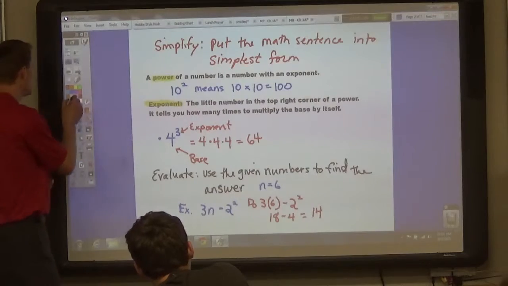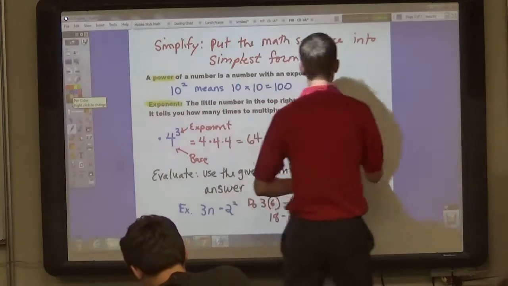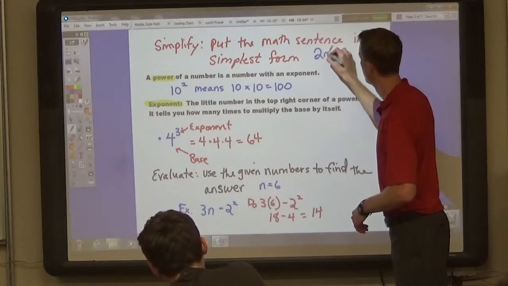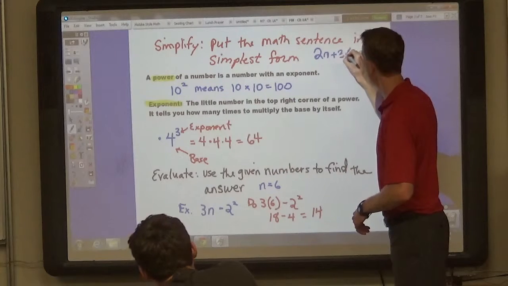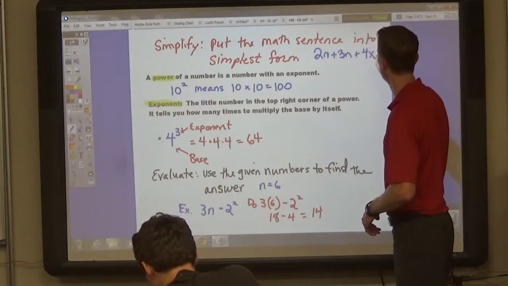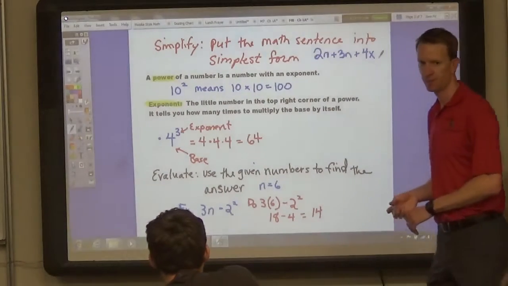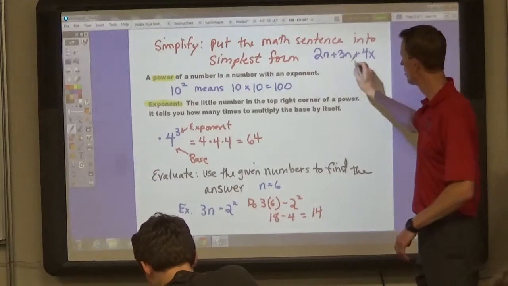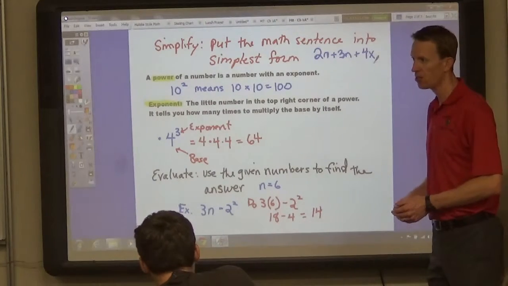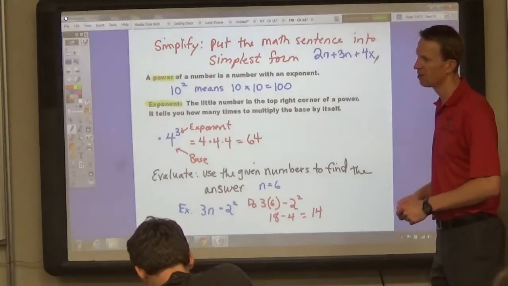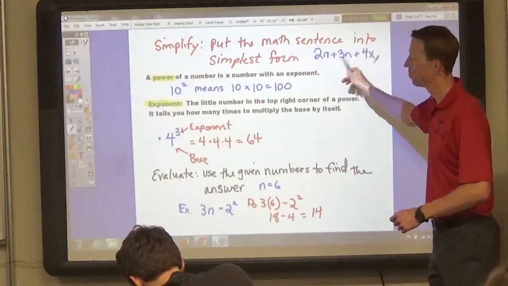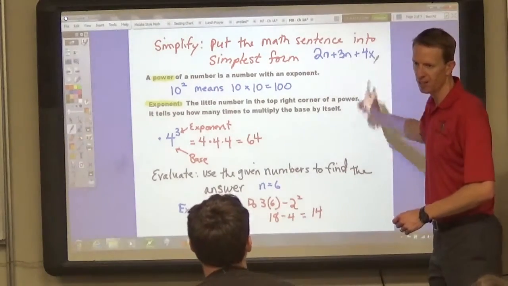Now, here's an example. Let's say that you have 2 n's plus 3 n's plus 4 x's. Could you simplify this? Could you make it shorter? How could you simplify it? Stop writing a second and look at this example. How could you simplify this?